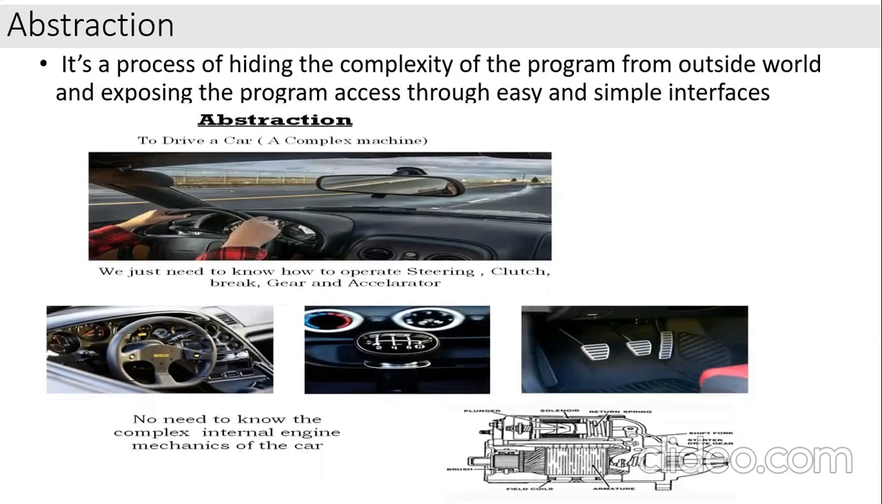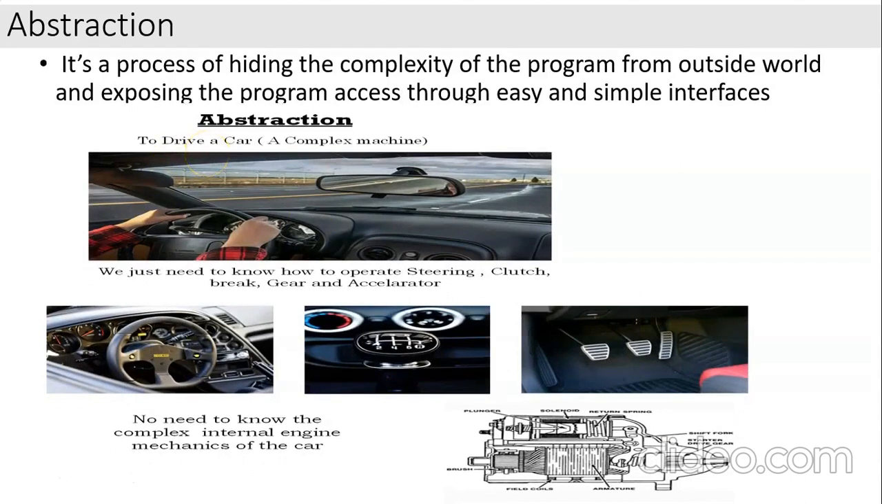Now next is abstraction. Abstraction is a process of hiding the complexity of the program from the outside world and exposing the program through well-defined and simple interfaces. Now look at some real-life examples of abstraction.